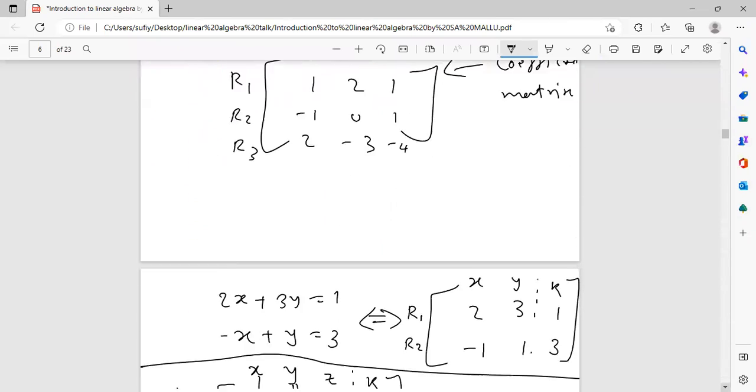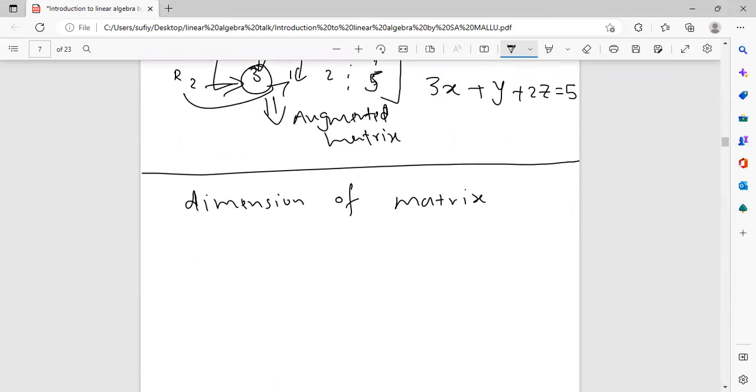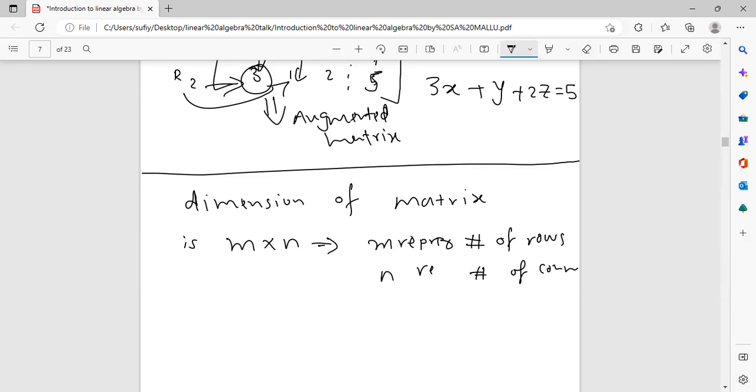So now let's go to what we mean by a dimension, the dimension of a matrix. The dimension of a matrix is m by n, where, let me just use the standard way of the book, m and n. There's nothing wrong with that. So m represents the number of rows in the matrix and n represents the number of columns.